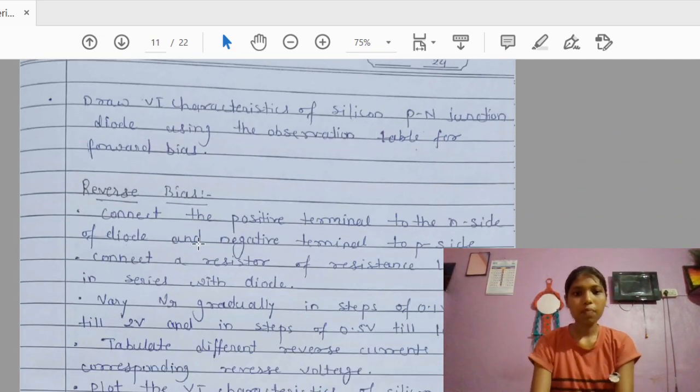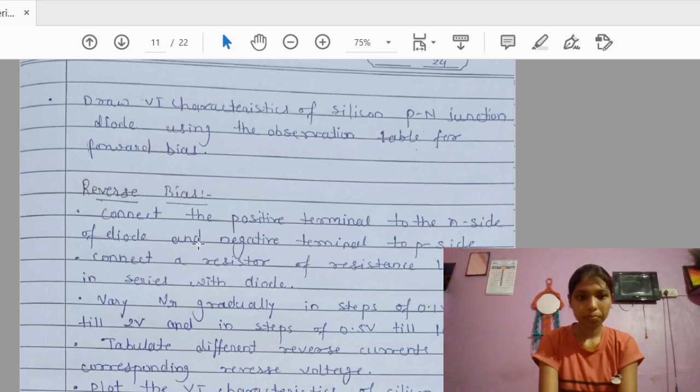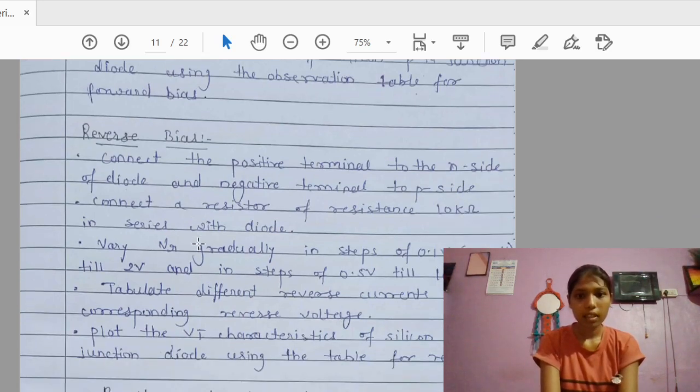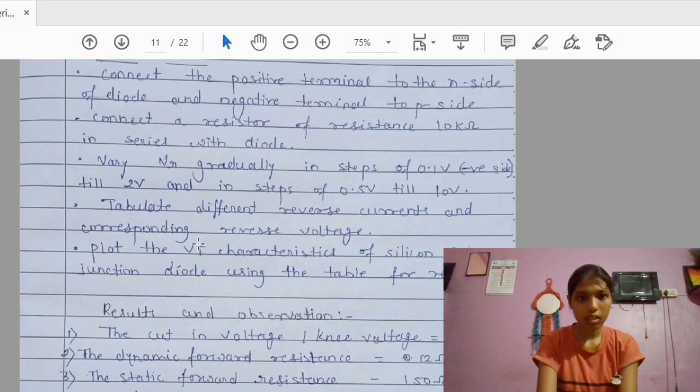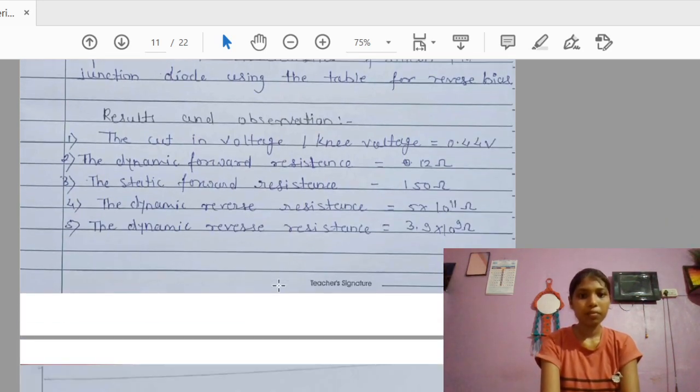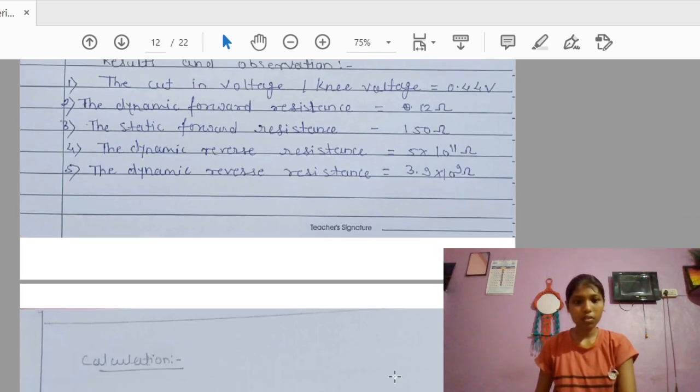And in reverse bias, connect the positive terminal to the N side of the diode and the negative terminal to the P side, and connect a resistor of 10 kilo ohm in series with the diode. Do the same as before, and tabulate different reverse currents and the corresponding reverse voltages. Plot the VI characteristics of the silicon PN junction and get the values. These are the result and the observation.